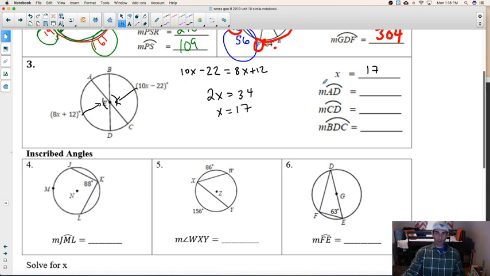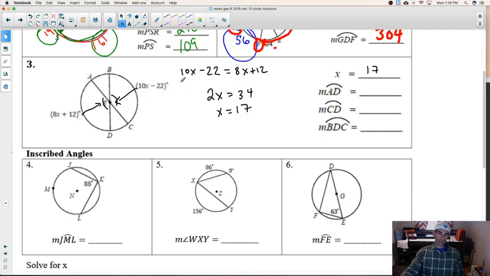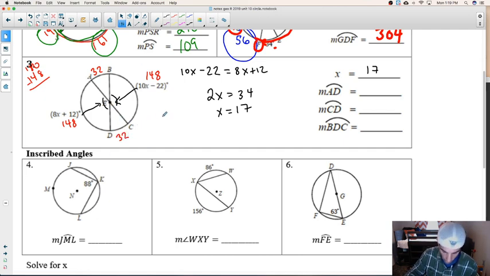Okay, now again, they're going to want all those other arcs. So what we're going to have to do is substitute that 17 into x. So 10 times 17 minus 22, that's going to be 148. 8 times 17 plus 12 better also be 148. Similar to before, this is a diameter right here. Okay, the diameter is 180, so you can do 180 minus 148, and that's going to give you 32. And the same game here, this is going to give you 32 there. So then now you have all of your arcs there.